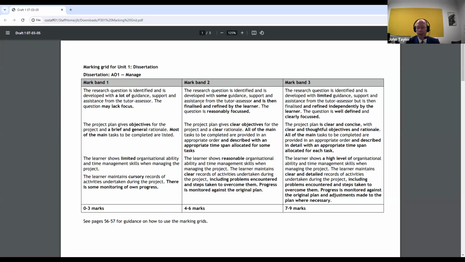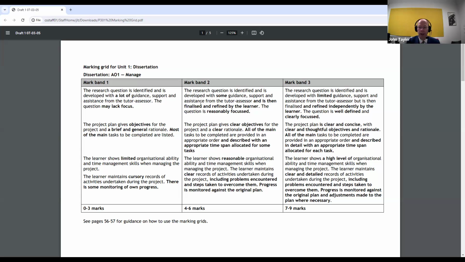So one thing to be looking at is, has there been a process of crystallization and refinement of the question? There's also a certain amount of information that goes into the proposal form that relates to the management of time, a plan of activities which needs to be reasonably detailed and appropriate. I mean, it's an 80-hour project, so we would expect to see those 80 hours planned out on the proposal form.